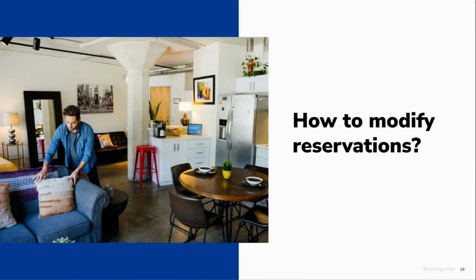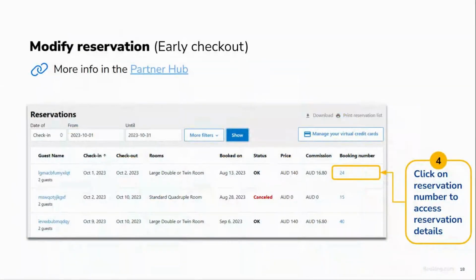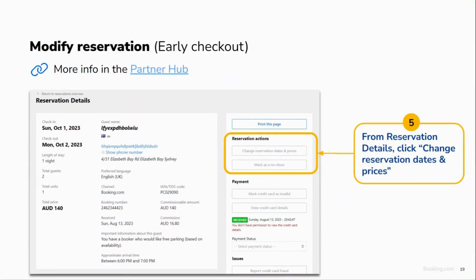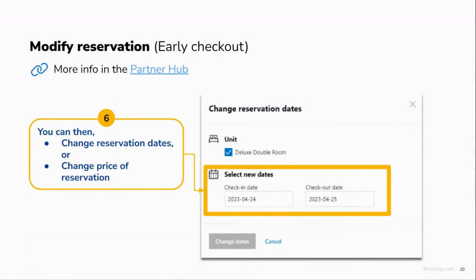Let's now look at how you can report modifications to reservations. If you receive a request from a guest who wishes to modify their reservation, simply log on to your extranet's Reservations tab and locate the guest's booking. Click on the booking number, which will then bring you to this page. On the right side of the page, you will see reservation actions. Click on the Change Reservation Dates and Prices button. The pop-up will then give you the option to input the new dates. Once you're sure the information is correct, simply click on the Change Dates button to confirm the selection.